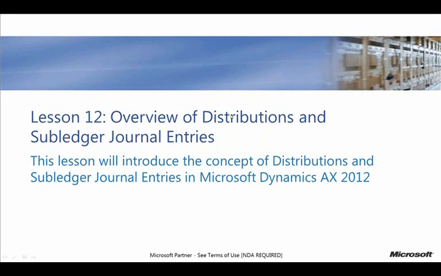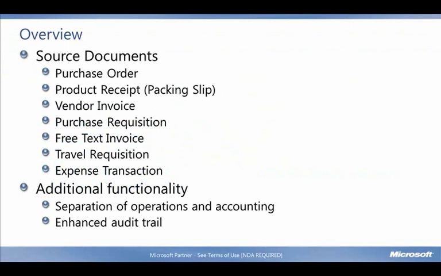Lesson 12 provides an overview of distributions and subledger journal entries in Microsoft Dynamics AX 2012. In previous versions of Microsoft Dynamics AX, during the entry of a transaction and prior to it being posted, users had very limited visibility into the full accounting entries that were to be posted to the general ledger. This increased the likelihood of inaccurate or unexpected ledger accounts being used during posting, and in turn could create a need for several correcting transactions.